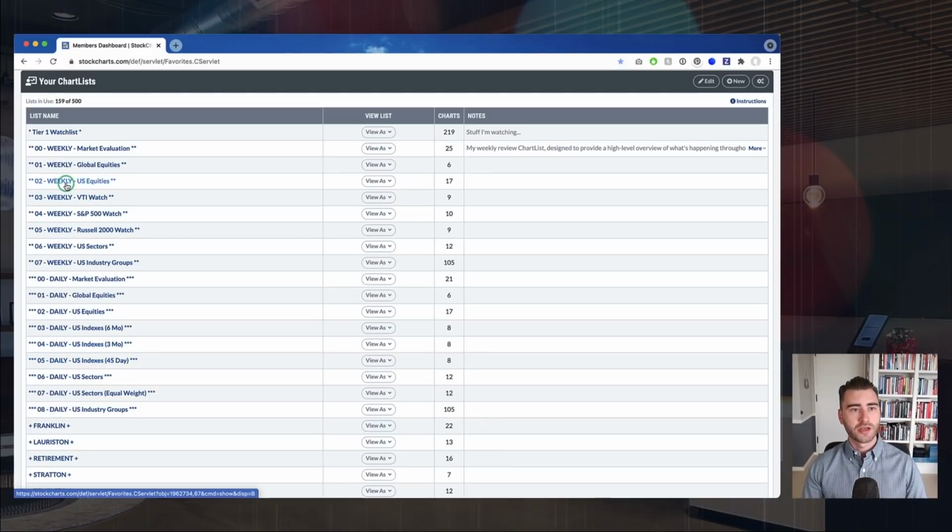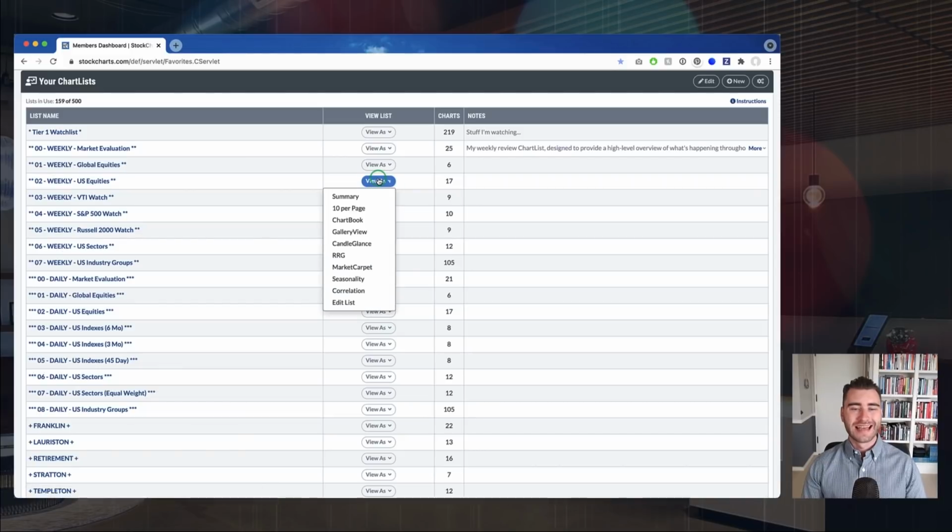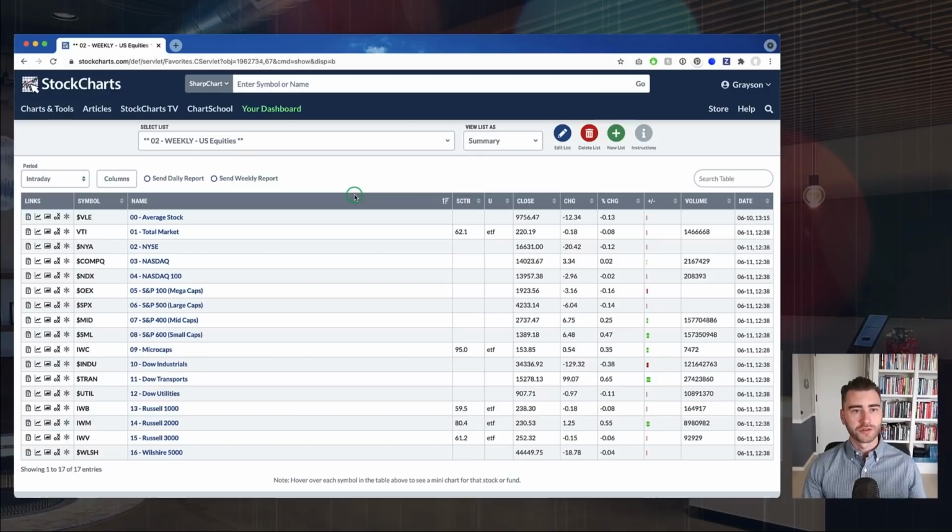We'll start up here with the weekly US equities list. And this one is a little bit different because it is a broader list. So I'll actually start on the summary view.